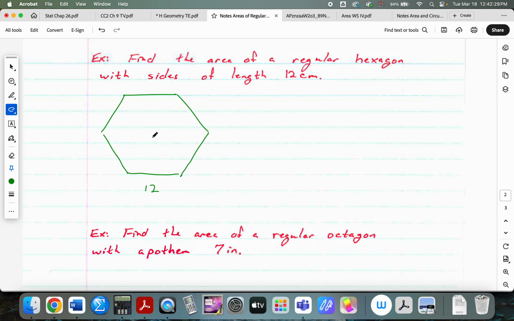And the next thing I'm going to do is go ahead and find the measure of the central angle. It's 360 divided by 6 is 60. And then drawing the apothem, which splits the side in half, so that each of these is 6, and splits the central angle in half, so each of these is 30. So now we have a 30, 60, 90 triangle. We've got the short leg. The long leg, which is the apothem in this particular case, is then 6 square roots of 3.